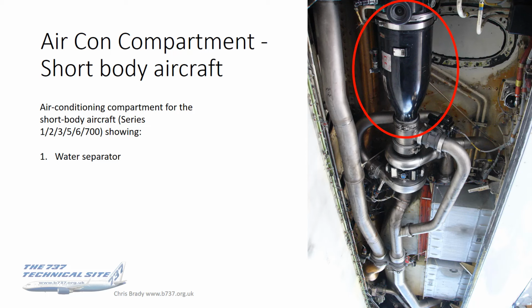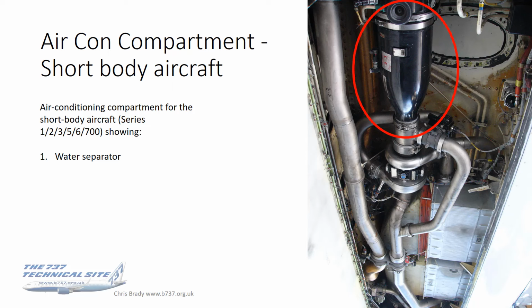This bay is known as the air conditioning compartment, and this particular one that I've photographed here is that for short-bodied aircraft. I'll be making frequent references and differentiation between short-bodied and long-bodied aircraft. The short bodies are the 100, 200, 300, 500, 600 and 700 series, so that's spanning originals to NGs. The long bodies are the 400, 800, 900 and all of the MAX series, and they've got two quite different air conditioning systems. So for brevity, we're just going to refer to them as short body and long body.